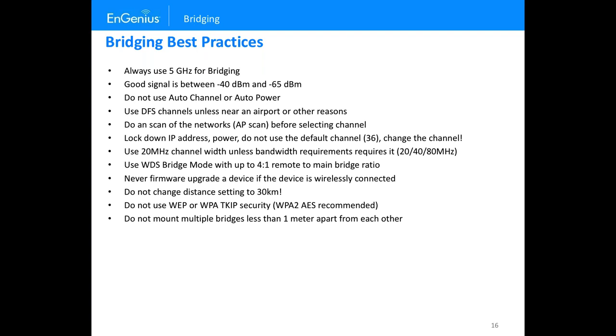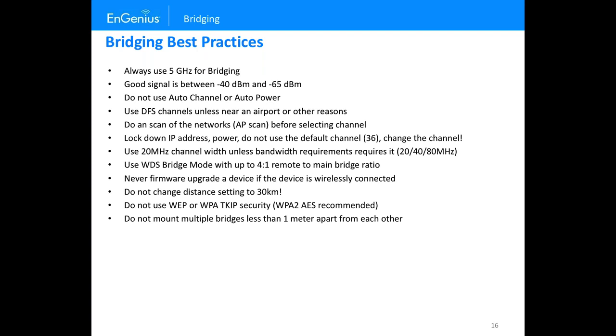There's two ways you can do it. You could purposely misalign the antennas, or you could just turn down the power, or a combination of both. Just get it so it's -40, or in between that sweet spot. -40, -50 is really the best. Do not use auto channel, auto power.